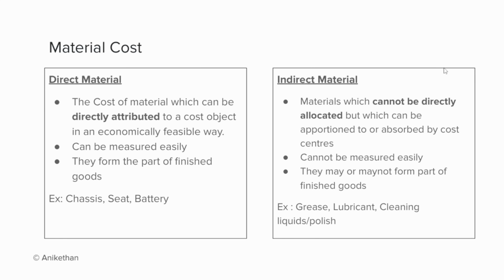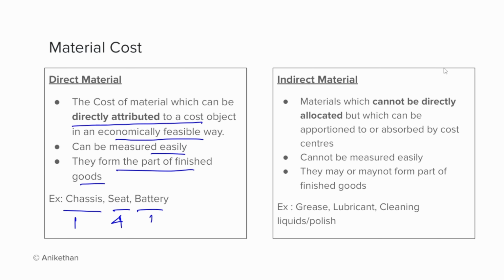Let us understand what is direct and indirect. How do you classify whether it is direct or indirect? A direct cost is directly attributed to a cost object, it can be calculated in an economically feasible way, it can be measured easily, and it forms a part of finished goods. For example, the chassis of a car, seat, battery; all of these go directly into a product. They are part of the product, and they can also be measured. Like there is one chassis, there are four seats, there is one battery. It can be measured in an economically feasible way.